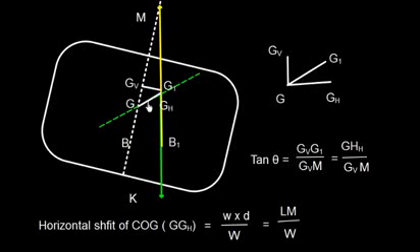Now, since GVG1 is equal to GGH, we may write like this: tan theta is equal to GGH divided by GVM. This is GGH. Well, the horizontal shift of center of gravity in this direction, G to GH, can be calculated with this formula, w into d divided by capital W. And this w into d is nothing but list moment. Weight multiplied by distance will give me the list moment divided by W.